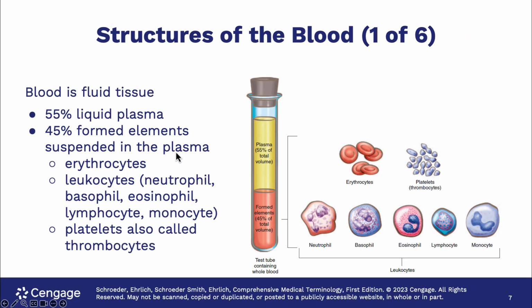So, structures of the blood. So the blood is a fluid tissue. It is 55% of a liquid plasma and 45% of suspended elements.